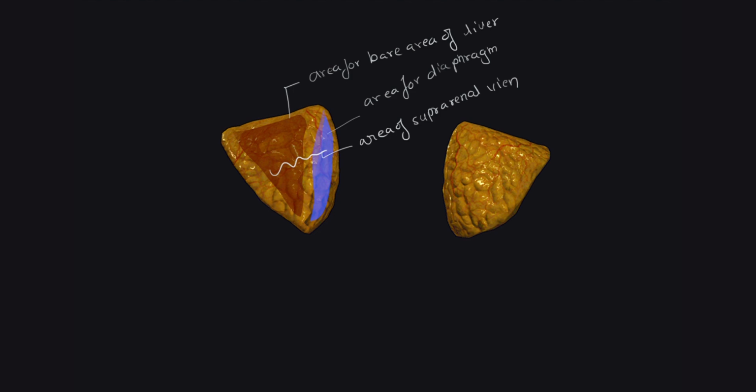So that's the anterior and the posterior side of the suprarenal gland right there. Anteriorly, we have a lot of surface. So that's the area for the bare liver, because we know on the anterior aspect of the suprarenal gland, we have the liver. And that's the bare area of the liver that is in close relation with the anterior surface of the suprarenal gland. Then we have the area for the diaphragm and the area for the suprarenal vein, that is on the lateral aspect.